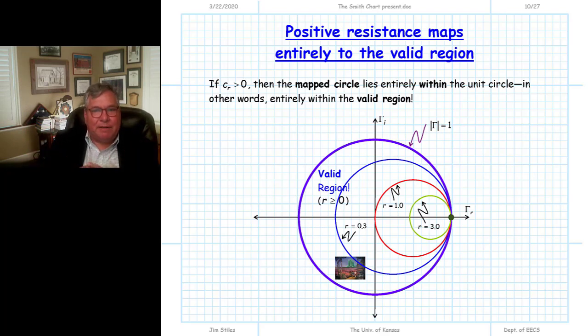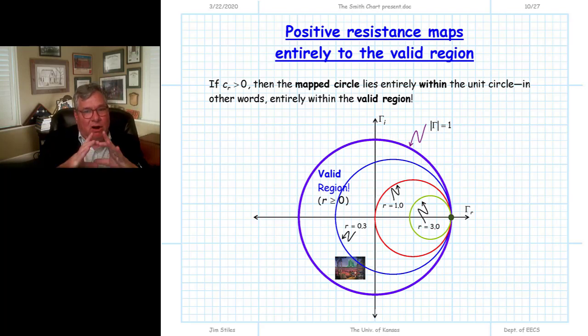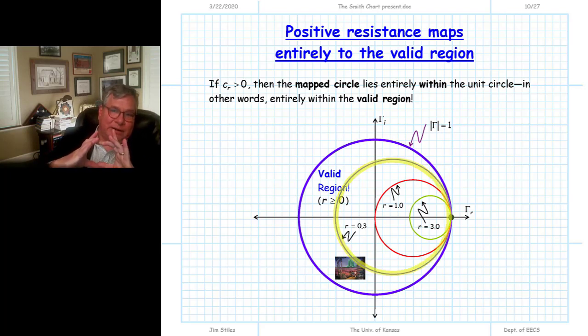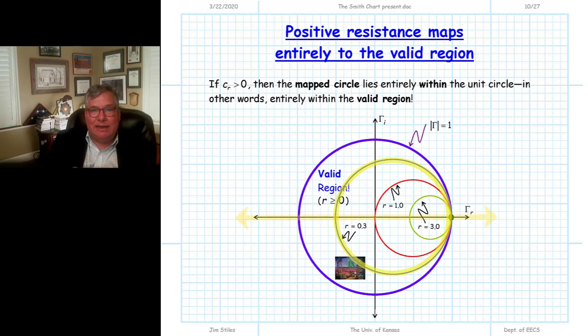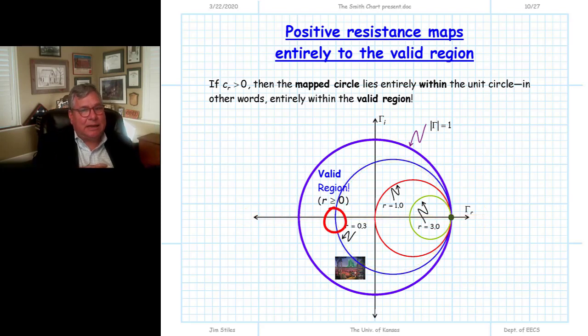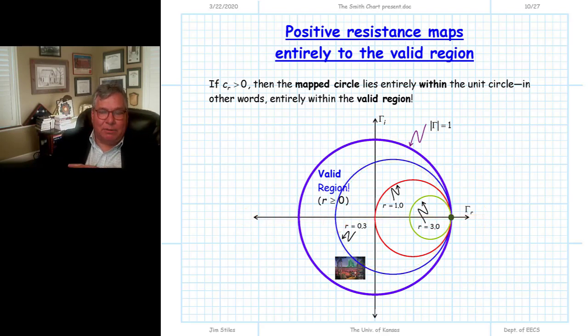So, for example, if I had an impedance whose real part was 0.3 and whose imaginary part is 0, it would map to a location which is the intersection of the r equal to 0.3 circle contour and the x equal to 0 contour, which we know to be the horizontal axis lying on the real axis of the complex gamma plane.